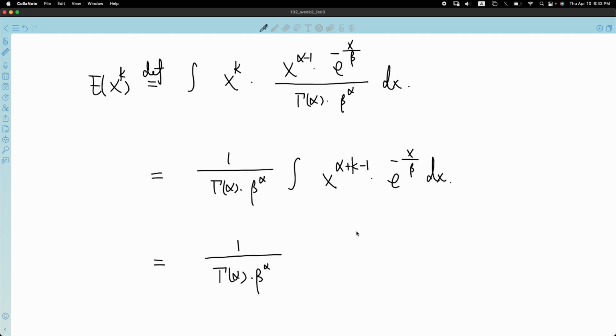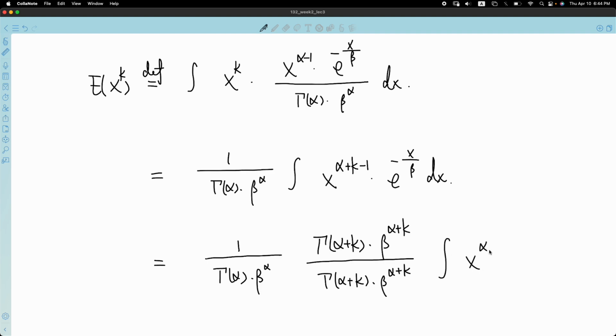I'm going to multiply by 1 in a way that I re-express it as this fraction: gamma of alpha plus k times beta to the alpha plus k, divided by gamma of alpha plus k times beta raised to the power of alpha plus k. Is this what you meant? Yes. And then we have the integral. After I finish this, I will comment a little bit on what I'm doing here.